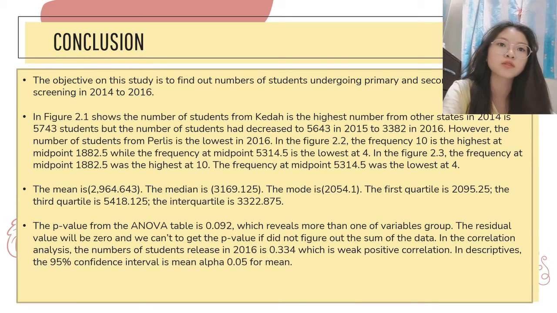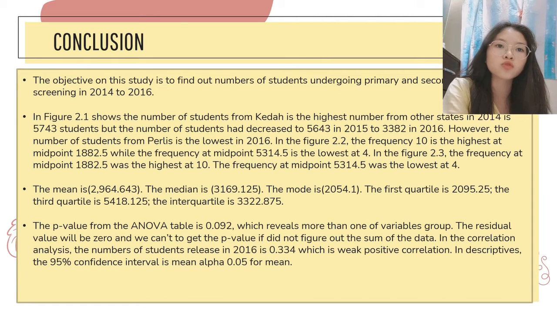In this assignment, the objective of this case study is to find out the number of students undergoing primary and secondary school urine screening in 2014 to 2016. Figure 2.1 shows that the number of students from Kedah is the highest among the other states in 2014, at 5,743 students. However, the number of students from Perlis is the lowest in 2016.